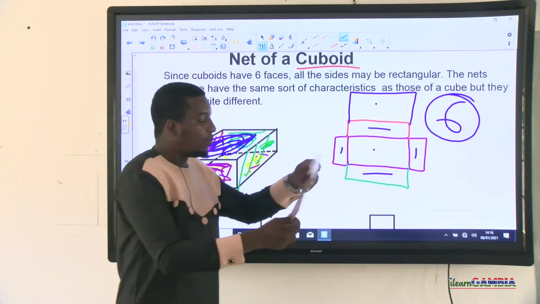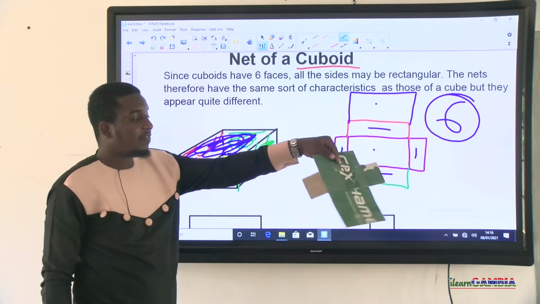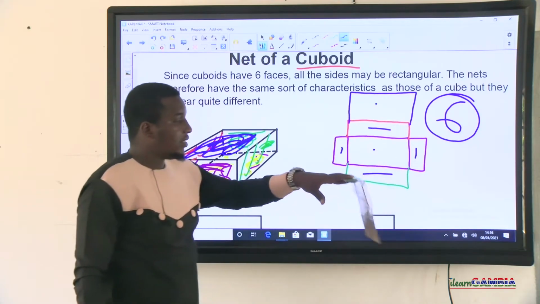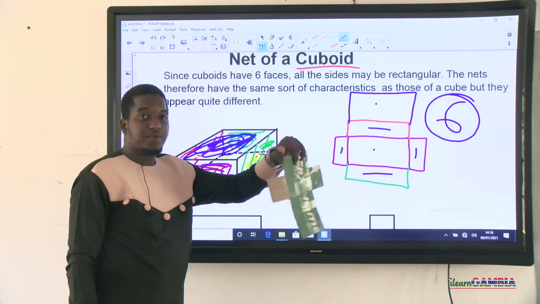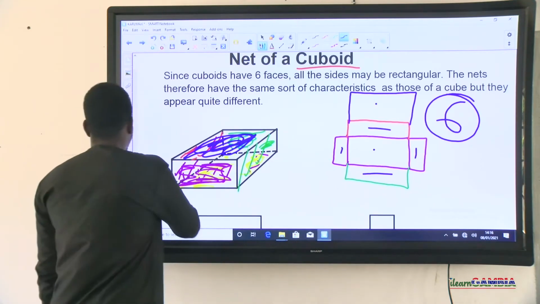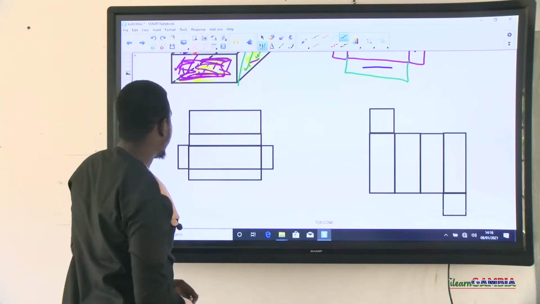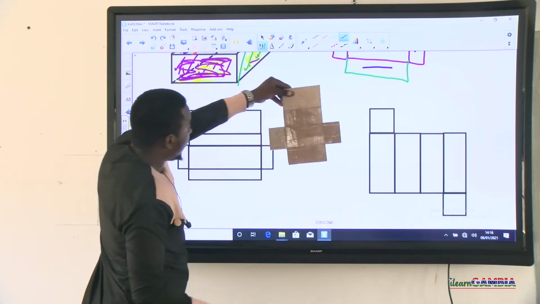So the net of a cuboid will look like this. Well, this is not the only net that you can have that will form a cuboid. So long as the nets have 6 faces and the opposite faces are equal, if you fold it properly, it should give you a cuboid. Like if you look at these 2 examples here, this one is somehow a replica of this one. This is how it looks.